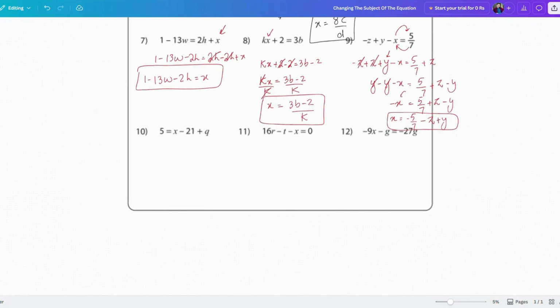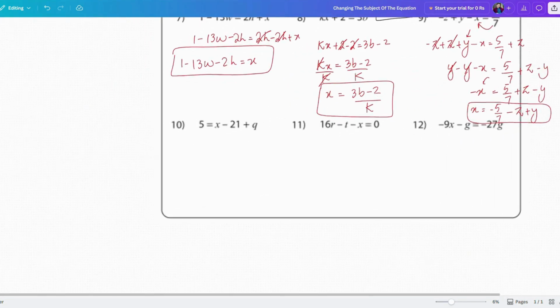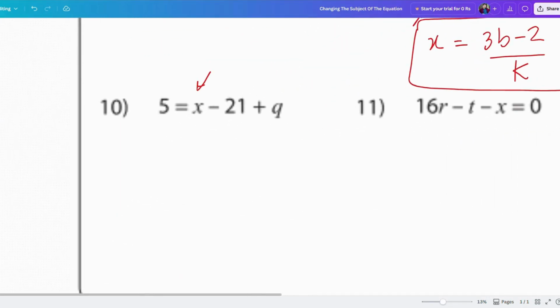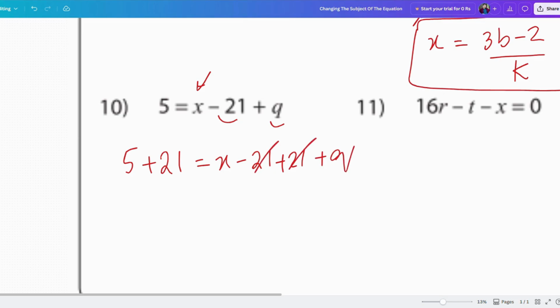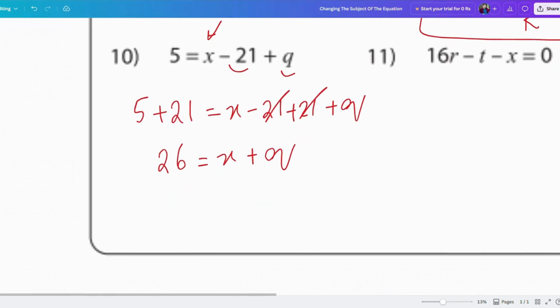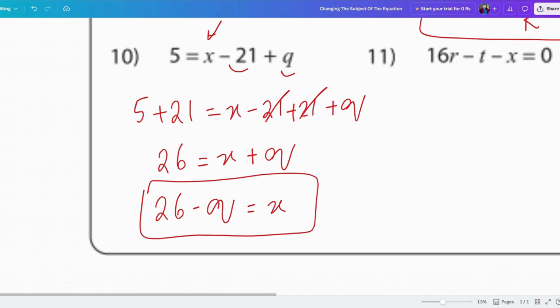Now I'm left with the last three questions, so let's quickly solve them all. I need to get this x. Okay, so I need to eliminate negative 21 and q, so I will add 21 on both sides, is equivalent to x minus 21 plus q. They will cancel out, so it will become 26 is equivalent to x plus q, and then I will subtract q on both sides, so it will become 26 minus q equals x. So this is going to be the solution for question number 10.